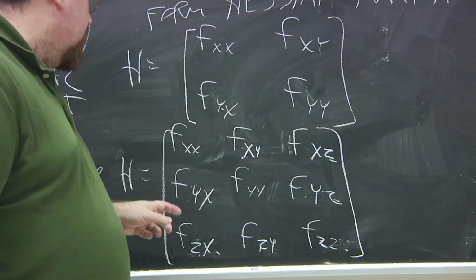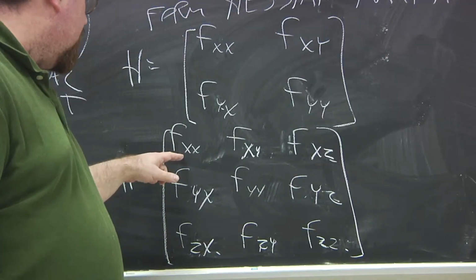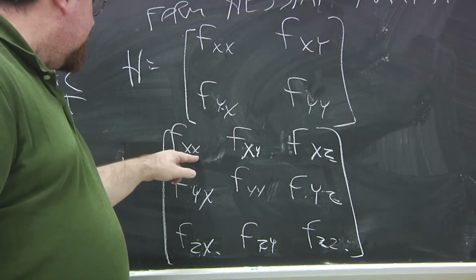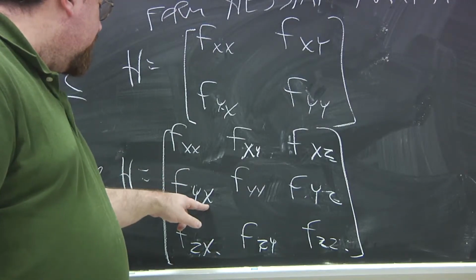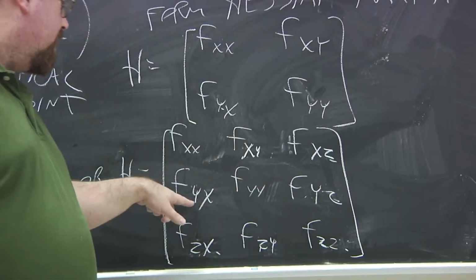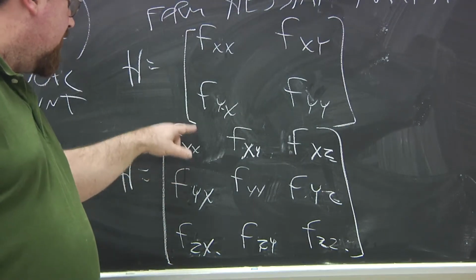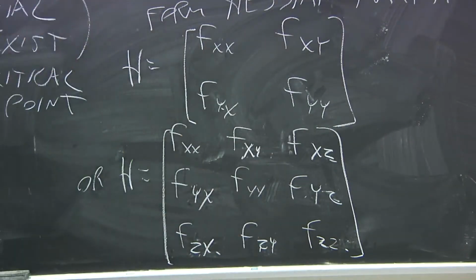So the pattern that we have here is that on the rows we have fx in something, fy in something, fz in something. So across a row, the first letter is the same. Across a column, the second letter is the same: x, y, z. So that's how you can arrange them no matter how many variables you have, and you get an n by n matrix where n is the number of variables you have.